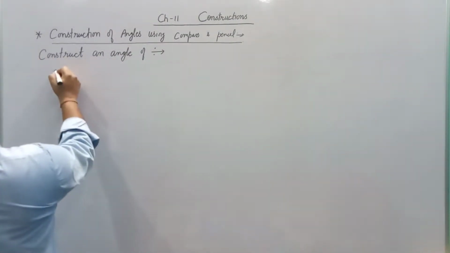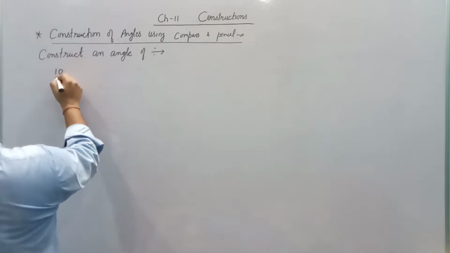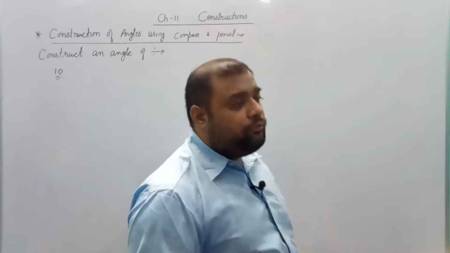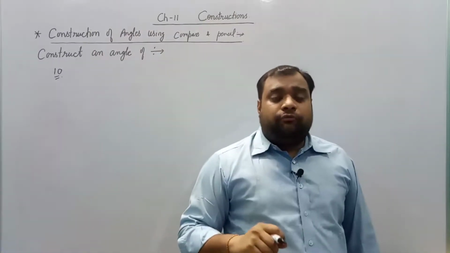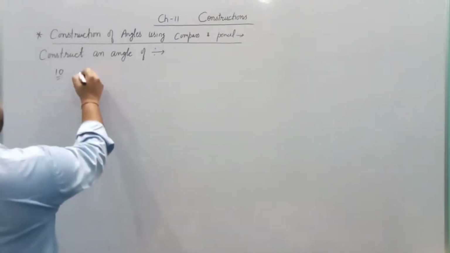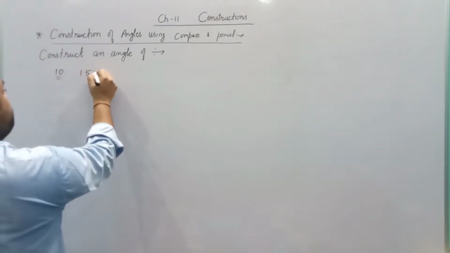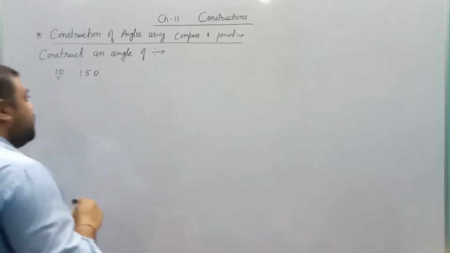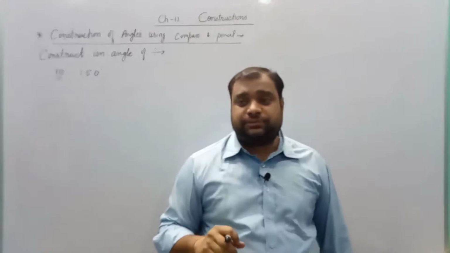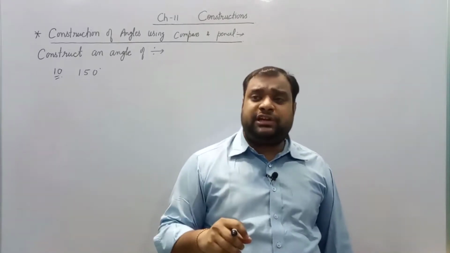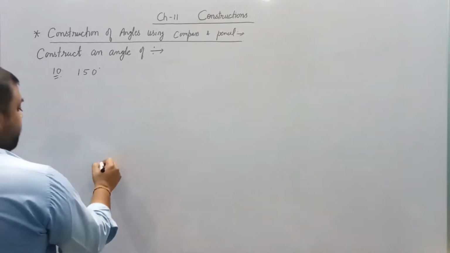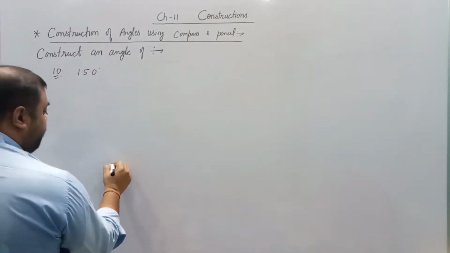Next is 10. Construct an angle of 150 degrees. Okay. How do we construct an angle of 150 degrees? To draw an angle of 150, draw a ray OA of any length.